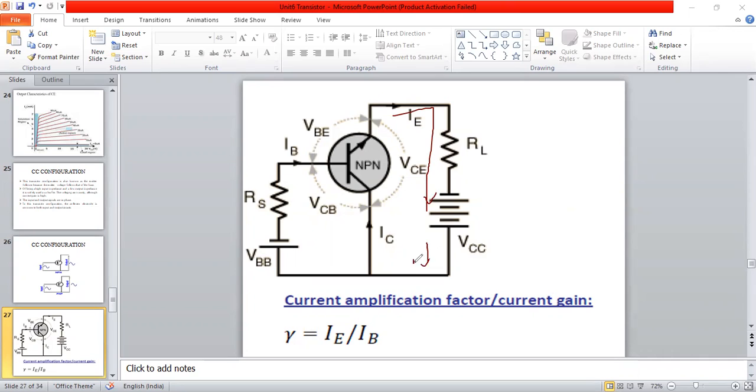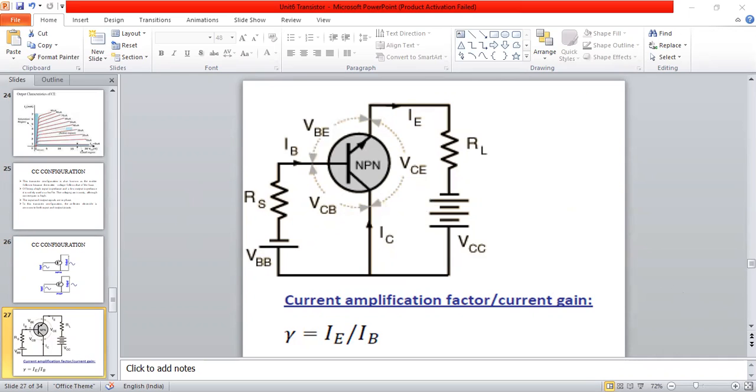Ammeter current is flowing from the positive terminal to the negative terminal. So IE equals IB plus IC. IC only, here also we are going to get the same thing.